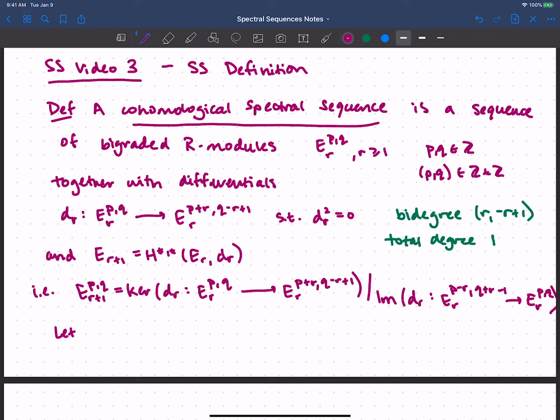And remember that we talked about the E infinity page, and this isn't actually necessarily a page in our spectral sequence. This just means the colimit over r of these pages. Okay, so that's the definition of a cohomological spectral sequence. And then this E infinity page hopefully has some useful information that's going to depend on some convergence. So let's define that.